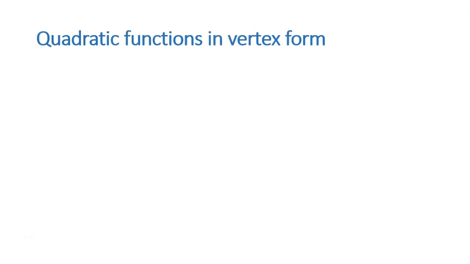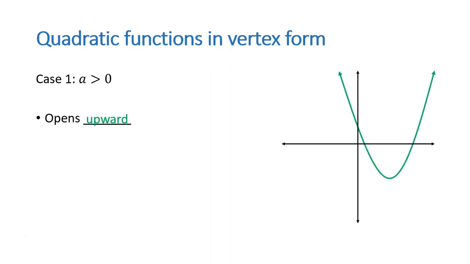Let's see if we can get a better picture of what we're talking about. So the first possibility is that a is greater than 0. So the leading coefficient outside of the parentheses out front is a positive number. So if a is greater than 0, that means our graph opens upward. So if we were to graph this, we're oriented with the tails of the graph pointing upward.